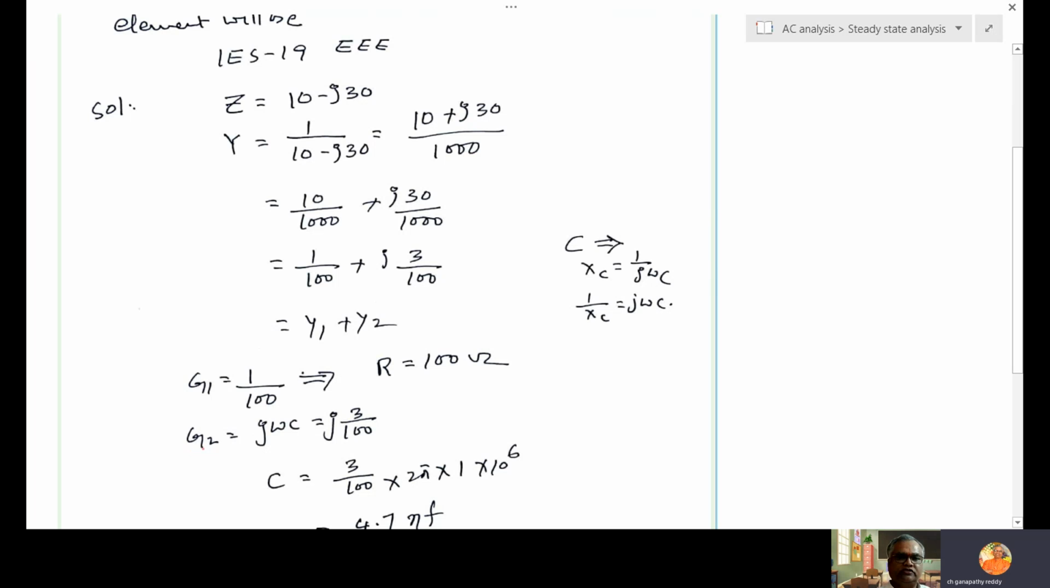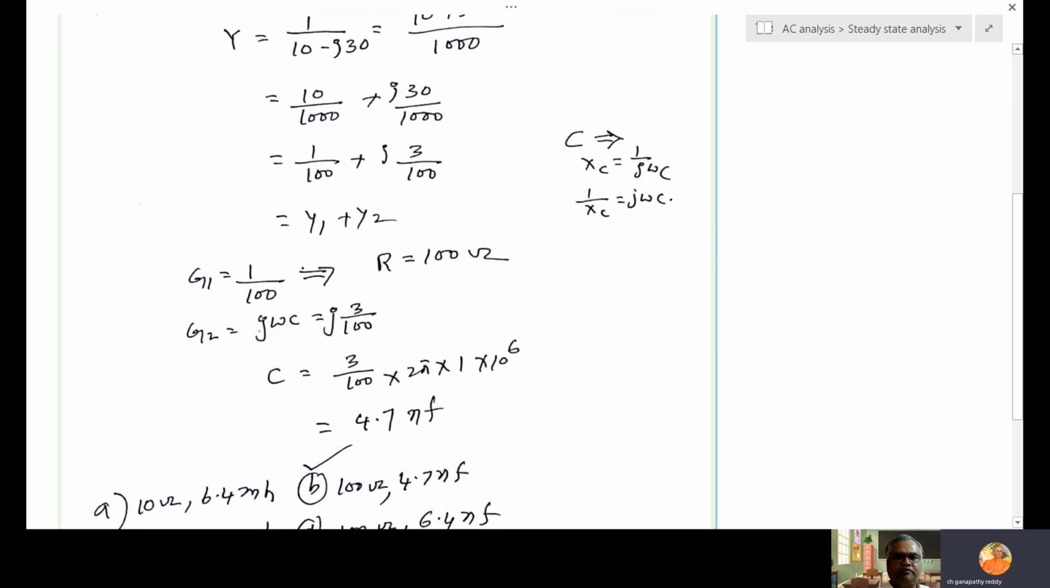Then Y2 is this. G2 is what? j3 by 100. But that is capacitor susceptance, j omega C. It is in mhos, no? Sorry, mhos, j omega C. So j omega C equals, omega is 3, no, this total value is j3 by 100. In this we know omega, solve for C.